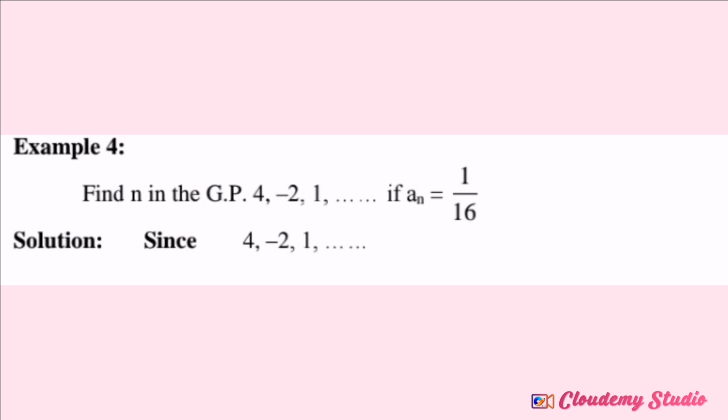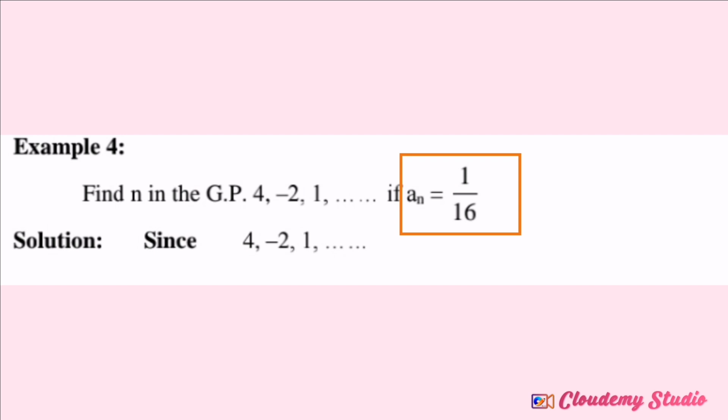Next example, example 4. Find n. Find n means find the number of terms in the geometric progression 4, minus 2, 1, and so on. Here we know that a_n is given as 1 over 16.